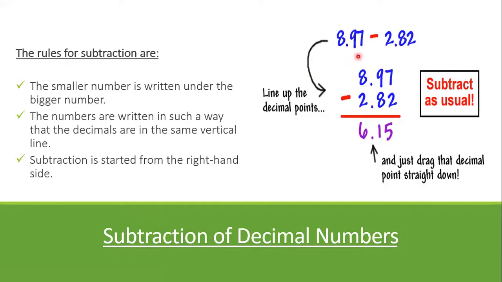Here, 8.97 minus 2.82. Line up the decimal point. Then subtract as usual. As we can see, 7 minus 2 is 5. 9 minus 8 is 1 and 8 minus 2 is 6. And just drag that decimal point straight down. So the answer is, when we subtract 8.97 minus 2.82, we will get the answer as 6.15. Understood, children?